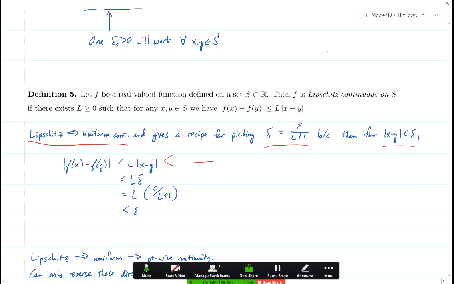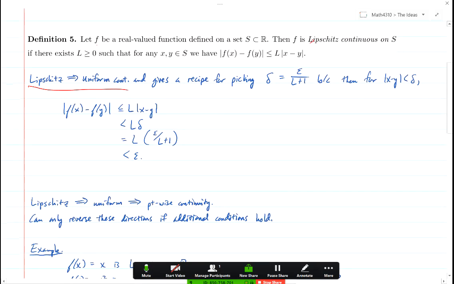And then I say, well, look, |x minus y| is chosen to be less than delta. So this is now strictly less than L times delta. And based on how I chose delta, I know that L delta is equal to L times epsilon over L plus 1. And L over L plus 1 is less than 1. So that's less than epsilon. So there's your very simple proof, just the outline of the idea, really, of why a Lipschitz continuous function is uniformly continuous. So Lipschitz implies uniform, which implies pointwise continuity.